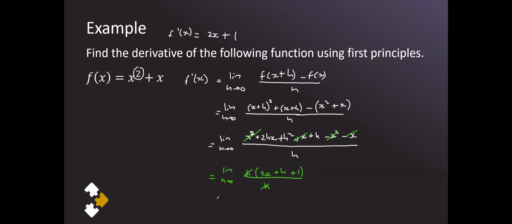Okay. Now, finally, this h approaches 0. Then it means that f prime of x equals 2x plus 1, because that's what we are left with. And that's what we found using the power rule. So we are on the right track.